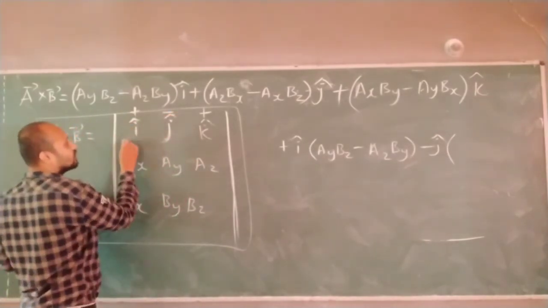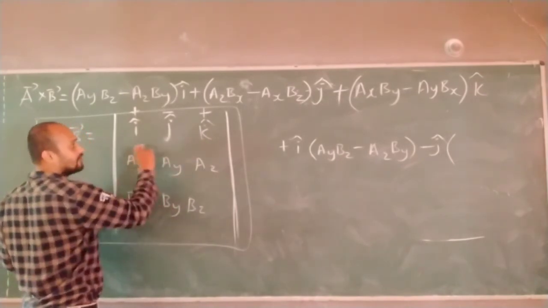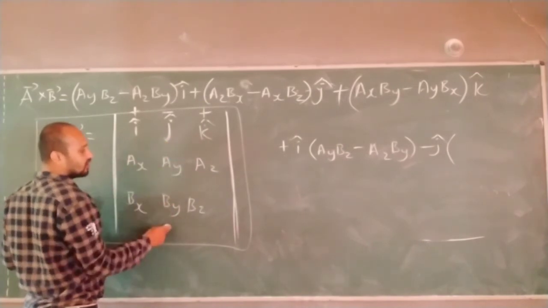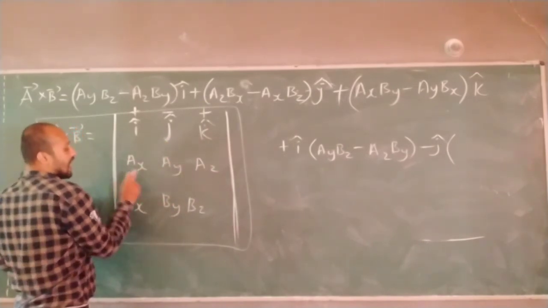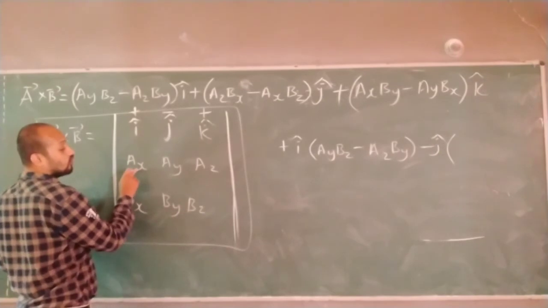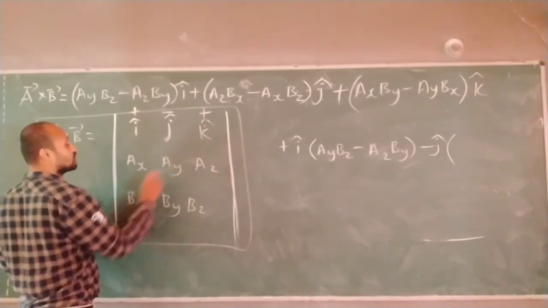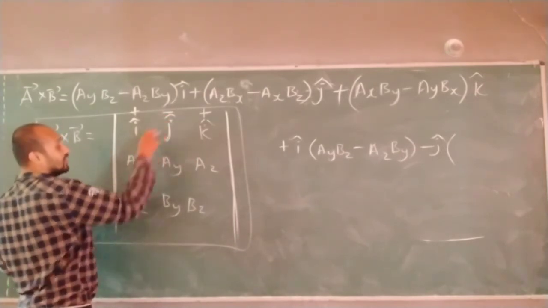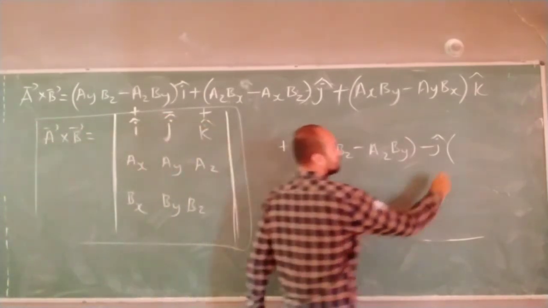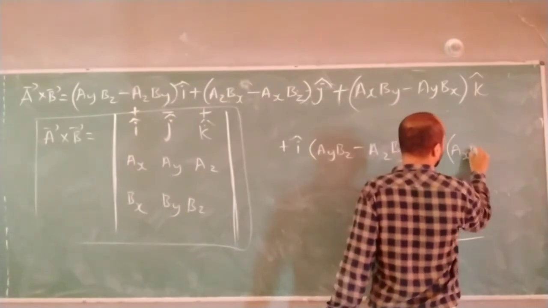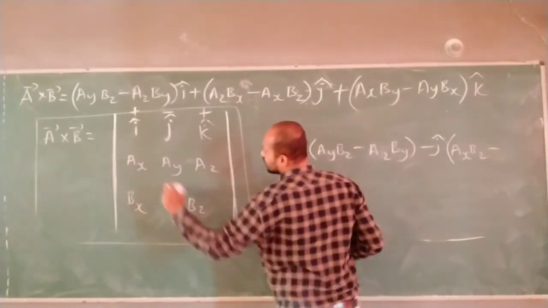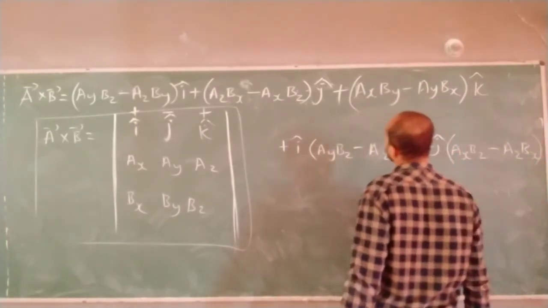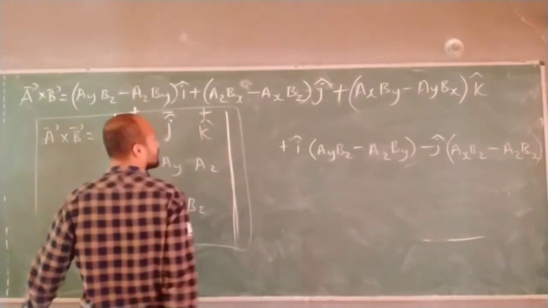Correct? So now I will leave this row, this column. I will leave the first row and the middle column. If I leave that, I will cross multiply these two terms minus these two terms. So if I leave this column and this row for j, ax into bz minus az into bx, correct?